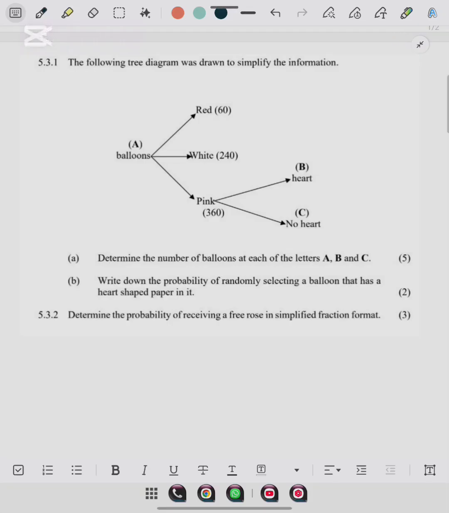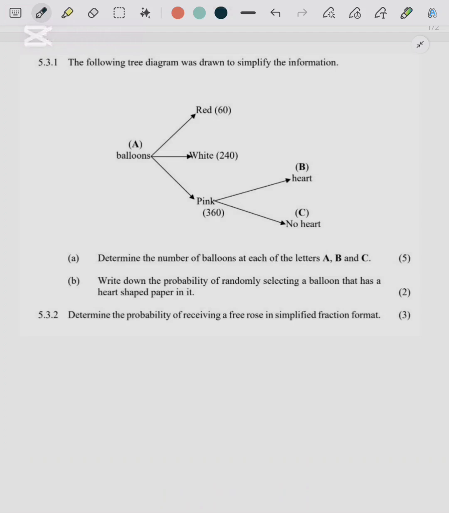Right, 5.3.1, we've got here a tree diagram which has to do with balloons of different colors, and it appears whether or not they have a heart or no heart. So the first thing they say is determine the number of balloons at each of the letters. We have A, B, and C. And we can get most of this information from the scenario that was given with it, except for A.